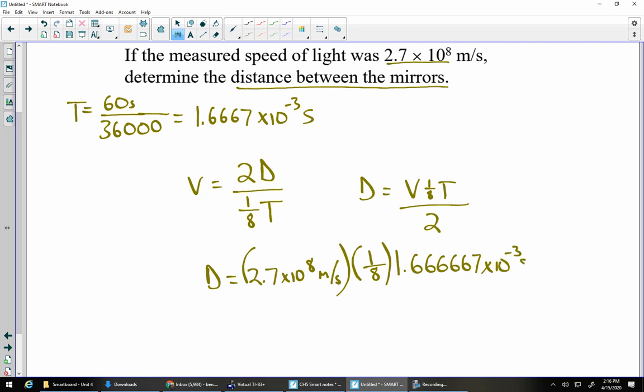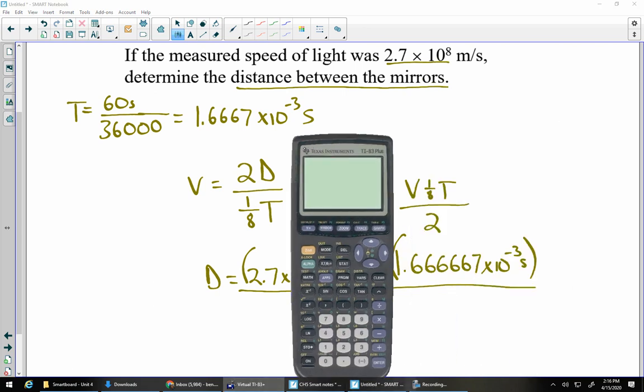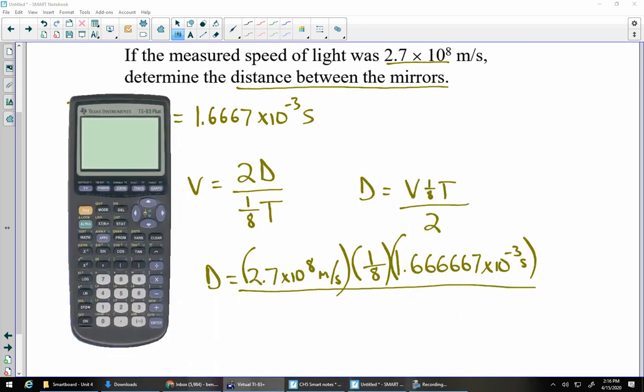7 times 10 to the negative 3 seconds, and then we're going to divide this whole thing by 2. So let me just show you exactly how I would plug that in, just to be clear, as soon as the old calculator turns on. Oh, and I forgot to divide by 2. Forgot to actually put the number in there.